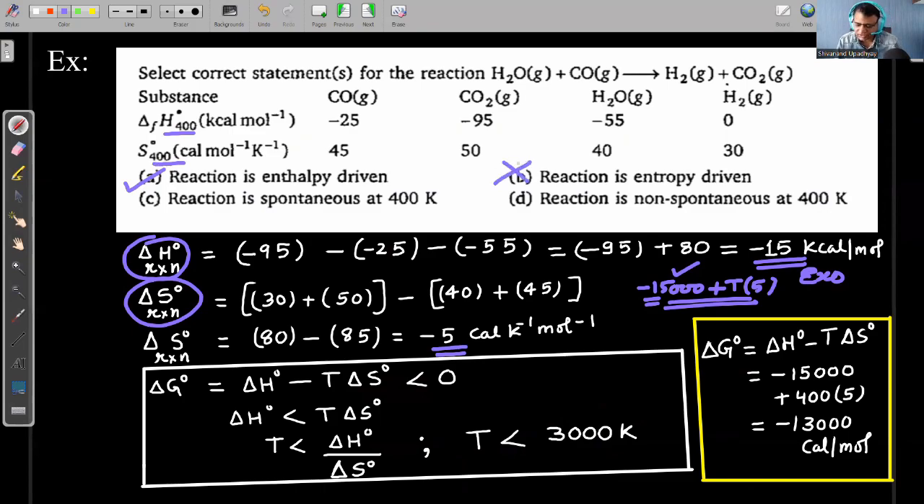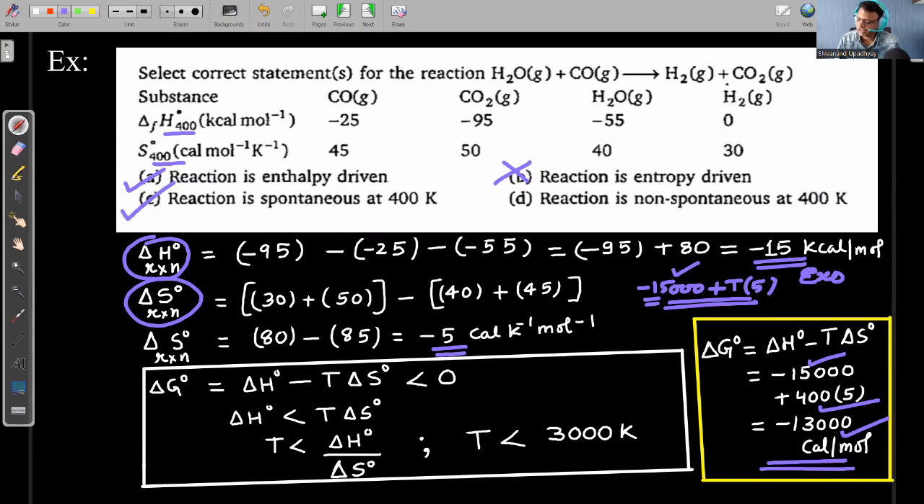Next, we can say that the reaction is spontaneous at 400 Kelvin. If you want to check that, we can put this formula. Delta G naught is delta H naught minus T delta S naught. Putting the values of delta H naught and T delta S naught, we are getting a negative value. So we can say that this reaction is spontaneous at 400 Kelvin.